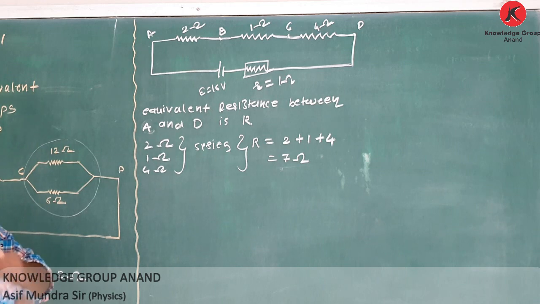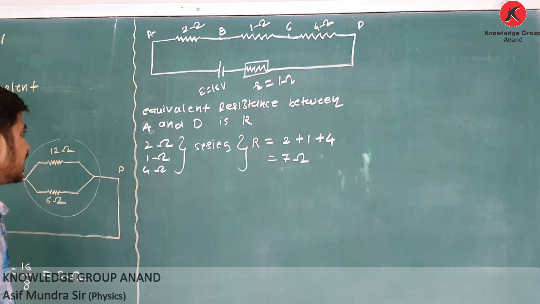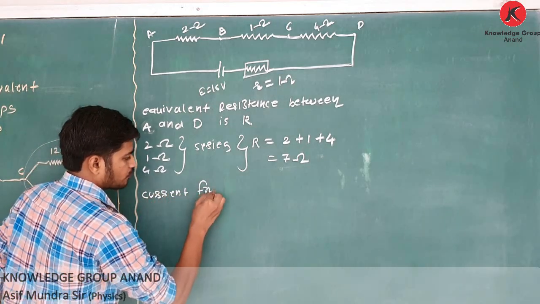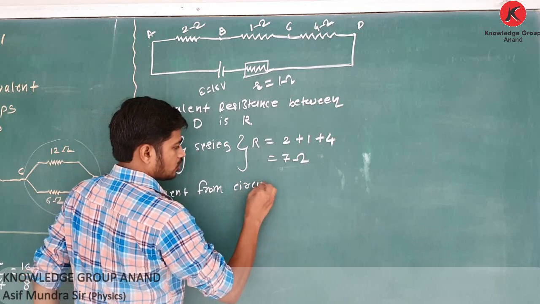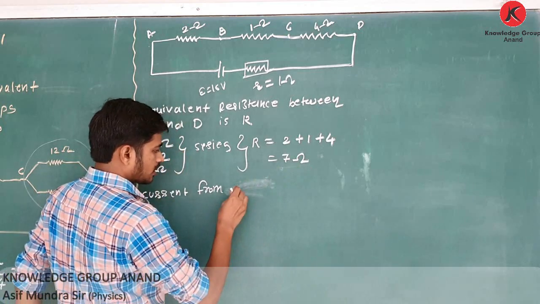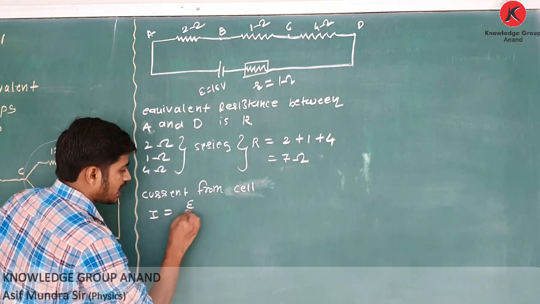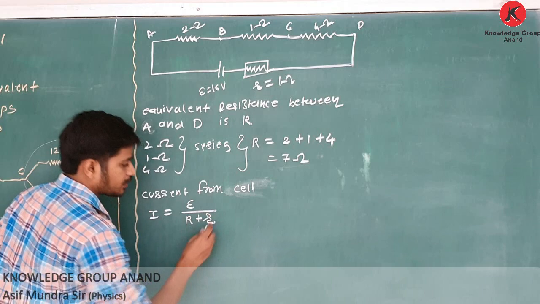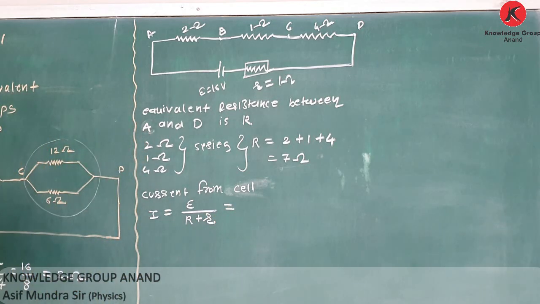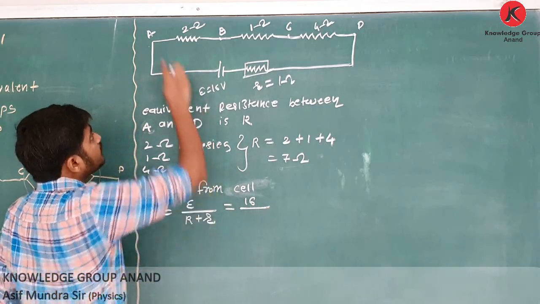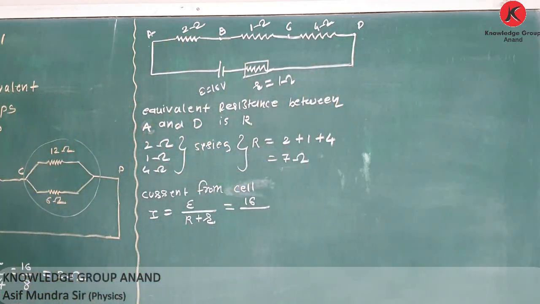Now we have to find potential difference. To find potential difference, first of all we have to find the current flowing from the cell. I is equal to E upon R plus r. The value of E is 16. What is capital R? That is the total resistance between A and D.